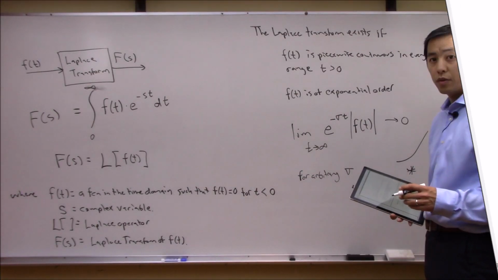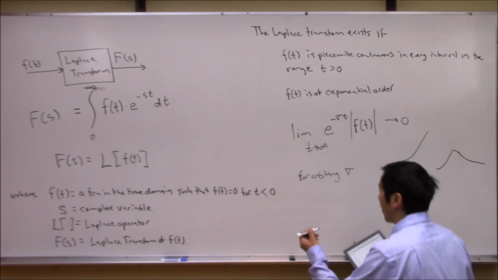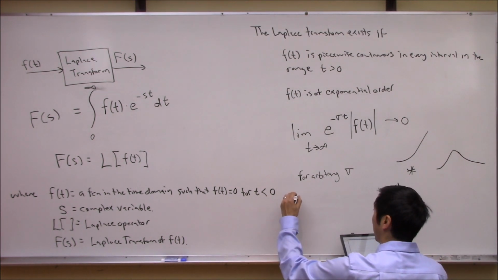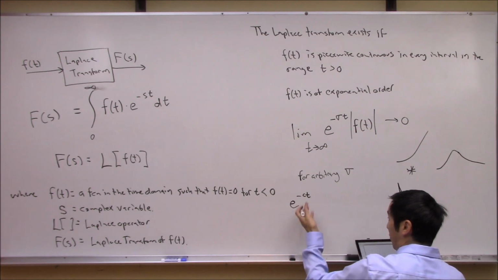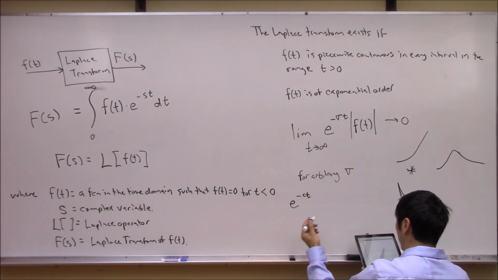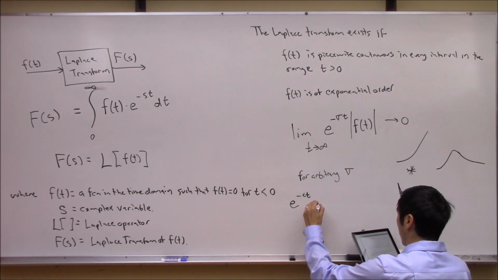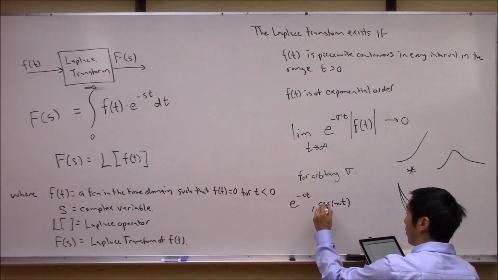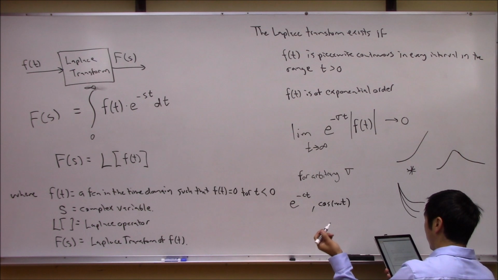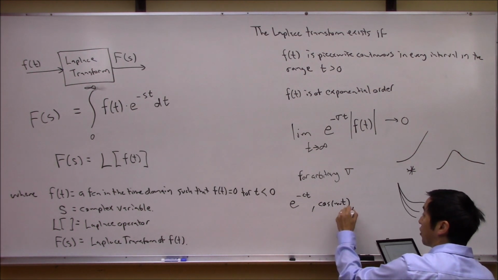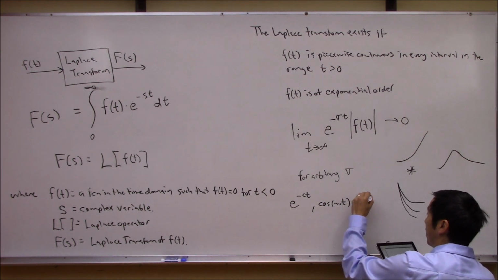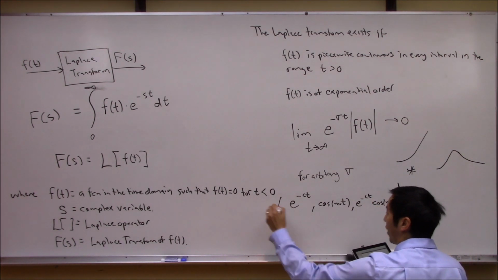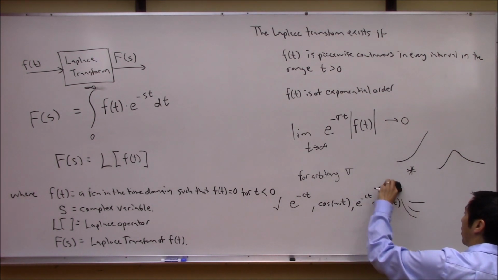All right, so we saw that a lot of signals like e to the something, let's call it minus ct, is of exponential order, so it has a Laplace transform. Things like cosine omega t obviously are of exponential order, so they have a Laplace transform. Heck, multiplying the two of these together, e to the minus ct times cosine of omega t, these are all of exponential order and therefore have a Laplace transform.